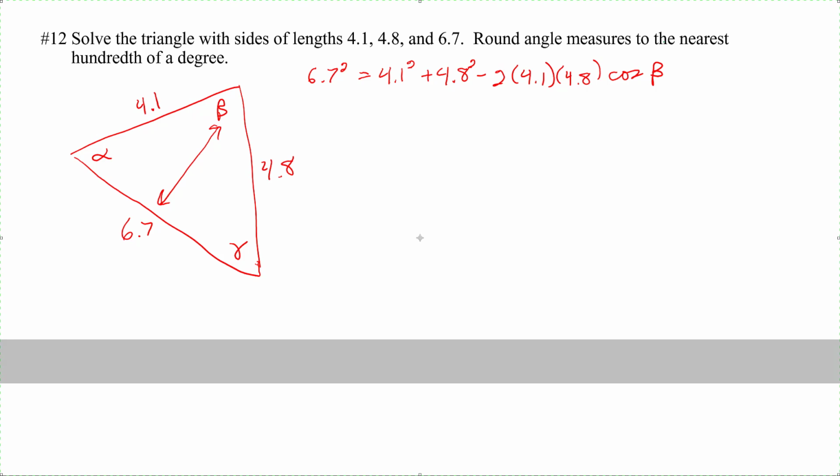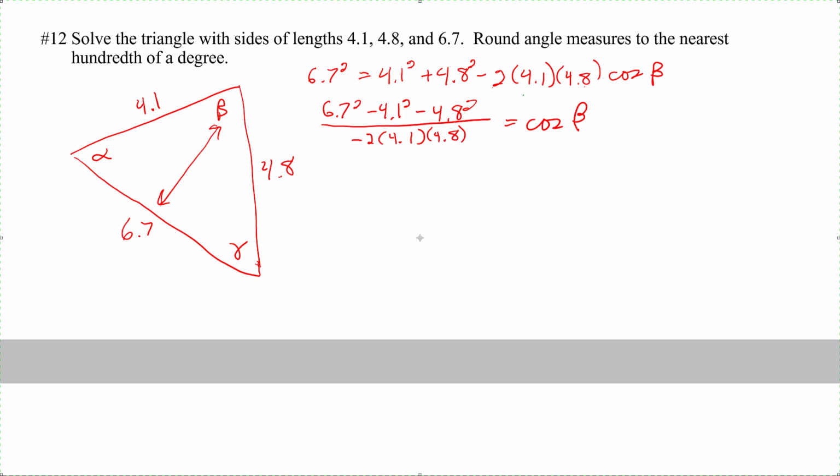Okay, and I think the reason I wanted to include this problem is we're solving for the angle here, and I don't know that we've done any of those yet. Well, the first thing I'm going to do then is subtract 4.1 squared from both sides. I'm going to subtract 4.8 squared. That leaves me with negative 2 times 4.1 times 4.8 cosine beta on the right side. I'm also going to divide through by negative 2 times 4.1 times 4.8, and this would equal cosine beta.